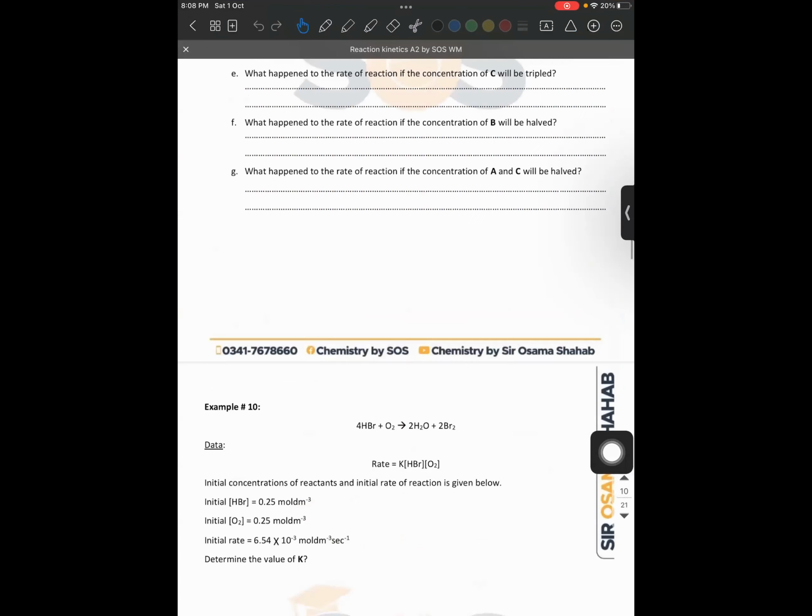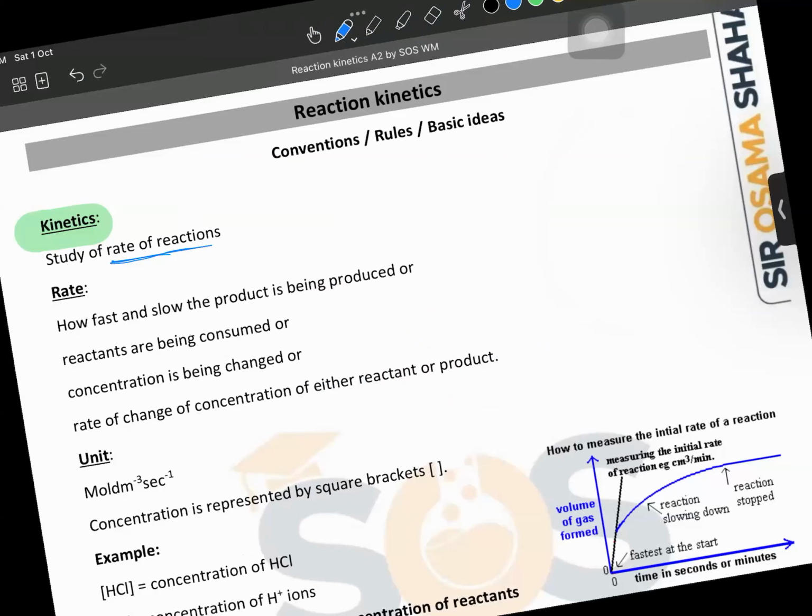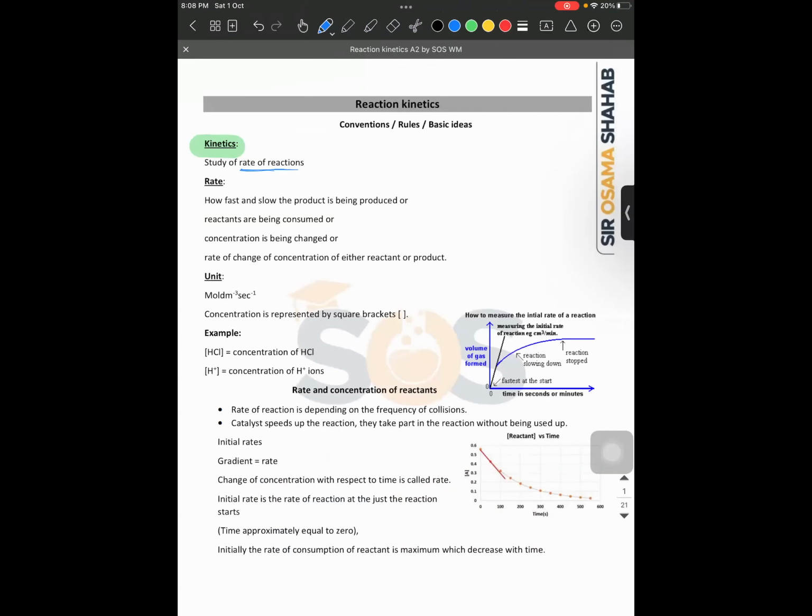Yes, over here, this is reaction kinetics. What is kinetics? Actually, kinetics का मतलब क्या है बच्चों? Kinetics is the rate of reactions. It is actually the study of the rate of reactions. You all learn this in O levels, the very general pattern of the rate of reactions and the very general information about the rate of reaction.